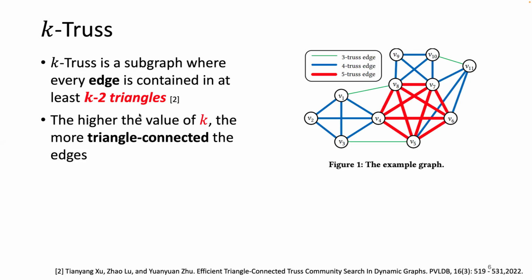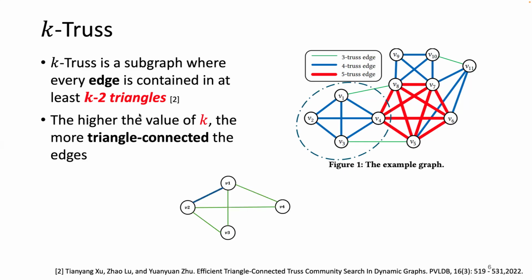For every edge, take for example our example graph now. Okay, so the higher the value of K, the more triangle-connected the edges. If I pick edge V1, V2, that's an edge, and you can see that it forms a triangle with V3 here. Then if I take another edge, we can see that the same edge V1 forms another triangle with V4. That makes it a 3 truss edge, because 3 minus 2 gives us 1 triangle, right? So this is 1 triangle.